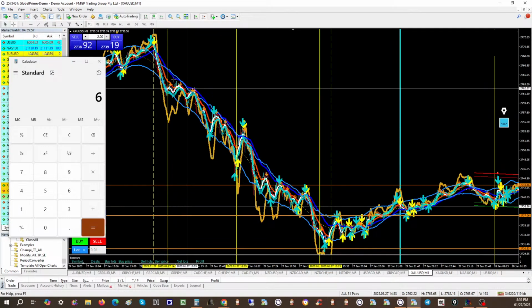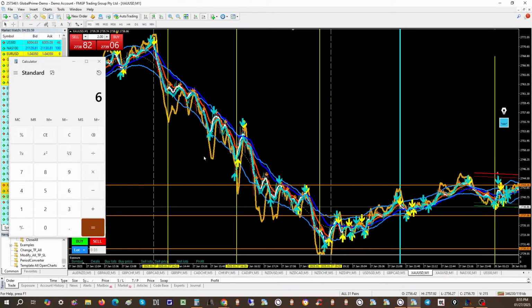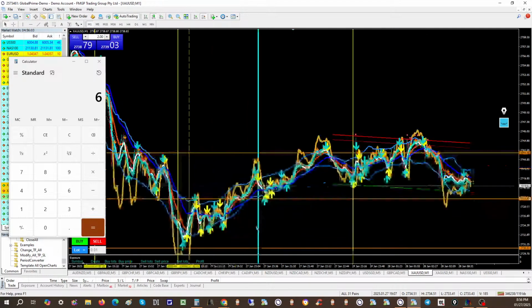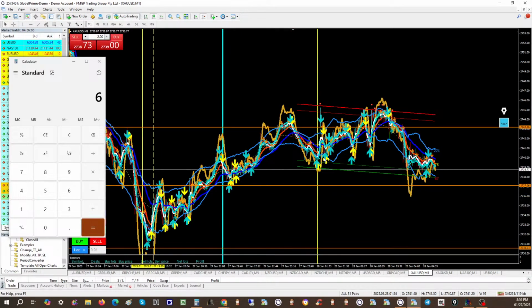That barely made any money, but it made money. Anyway, there's one, there's two. That one was a double, 3. And we're looking at the solid yellow lines only for this, and 4. So another 4.